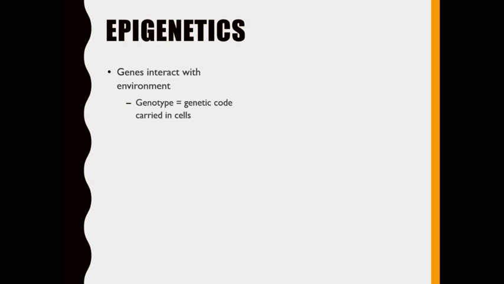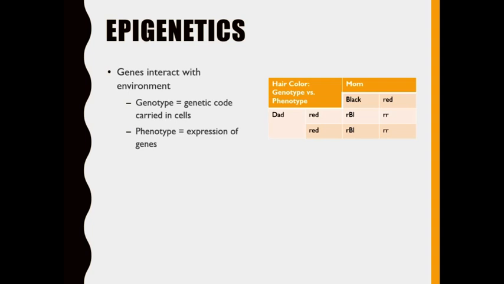So I used some of these words earlier, but let's define them clearly here. Genotype. Genotype refers to the genetic code that's carried in all your cells. So that set of DNA, those pairs of chromosomes, that's your genotype. Then we have your phenotype. That's your expression of those genes. So how your combination of genes express themselves. So you might have a genotype for blue eyes, and then you have a phenotype of blue eyes. That's what we're talking about here.